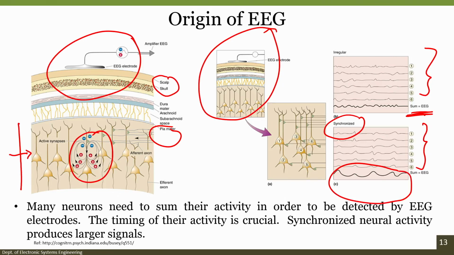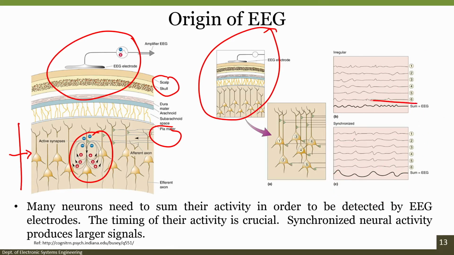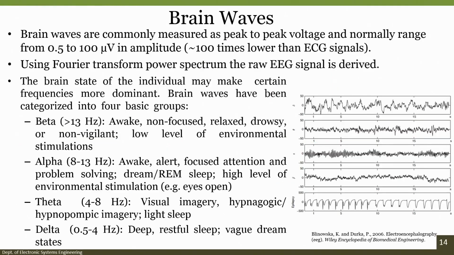The timing of their activity is crucial. Synchronized neural activity produces a large signal. You can see here, compared to the irregular EEG signal, when you sum the synchronized EEG signal, the synchronized version produces a large signal.